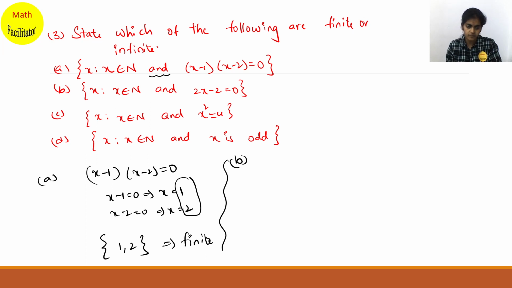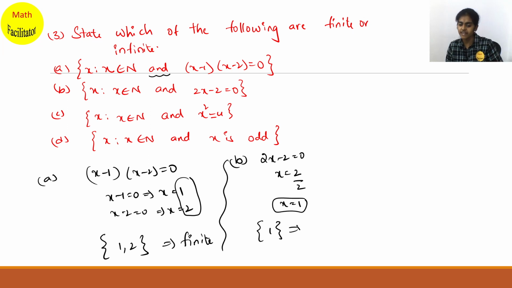See the second one, x belongs to N, and 2x minus 2 is 0. From this, what is the value of x? x is 2 by 2, x is 1. Okay, so the x value is 1. So how many elements do we have in this set? Only one element. So is it finite? Yes, it is a finite set, right?